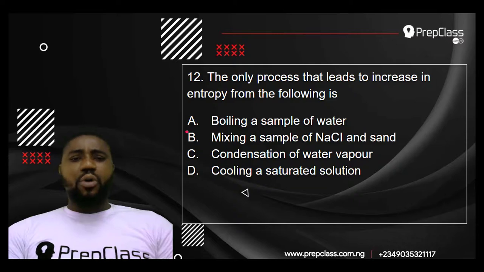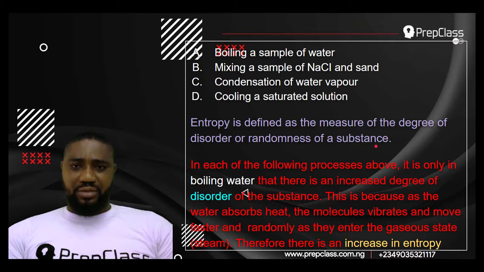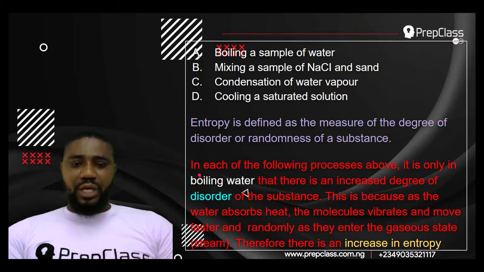Now, before we can answer this question, we need to know what an entropy is. I said here that entropy is defined as a measure of the degree of disorder or randomness of a substance. Entropy is defined as a measure of the degree of what? Disorder or randomness of a substance. So I said here that in each of the following processes above, it is only in boiling water that there is an increased degree of disorder of the substance.